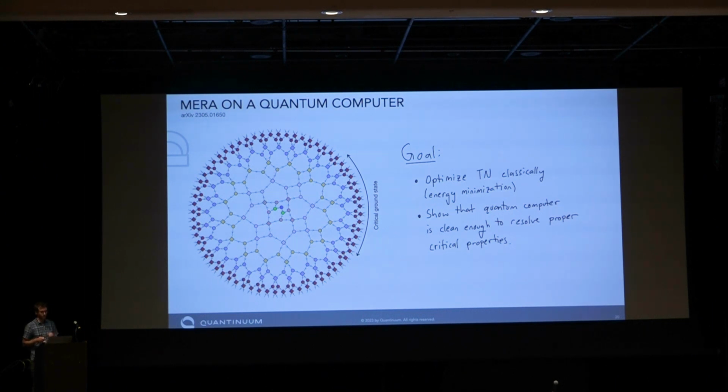Okay, we do all the optimization on a classical computer. The goal here is just to show that, given in hand the tensor network that's been optimized to have a low energy with respect to a particular model, can we then represent it accurately enough on a quantum computer to extract the correct critical properties of that model from this ansatz? So that's what we're trying to do.